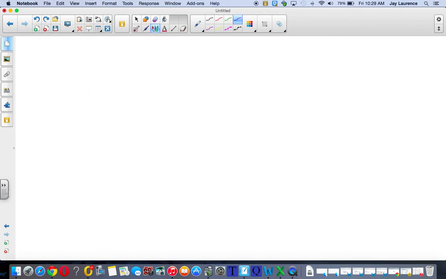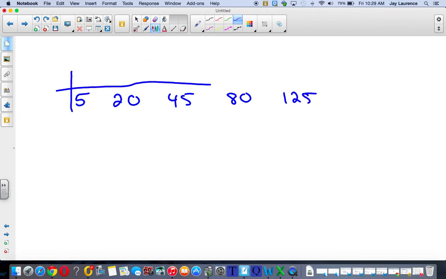Let's see. Let's do 5 and 20 and 45 and 80, and then let's do 125. I think this is going to do what I want it to do. So let's go looking for the function. Let's see if we can apply this. If I have a mistake, I apologize.